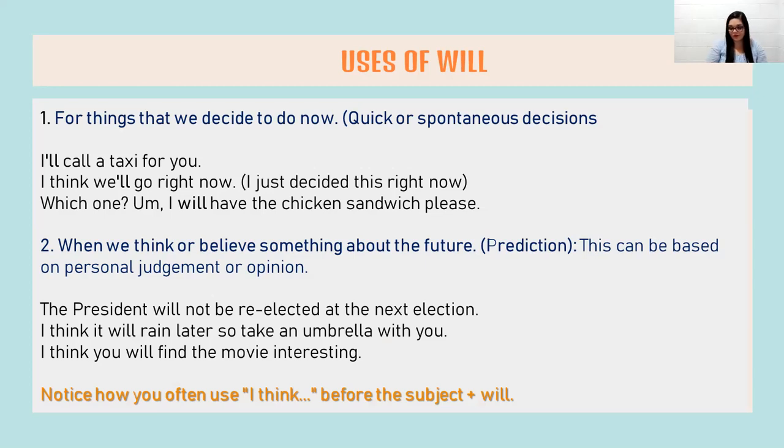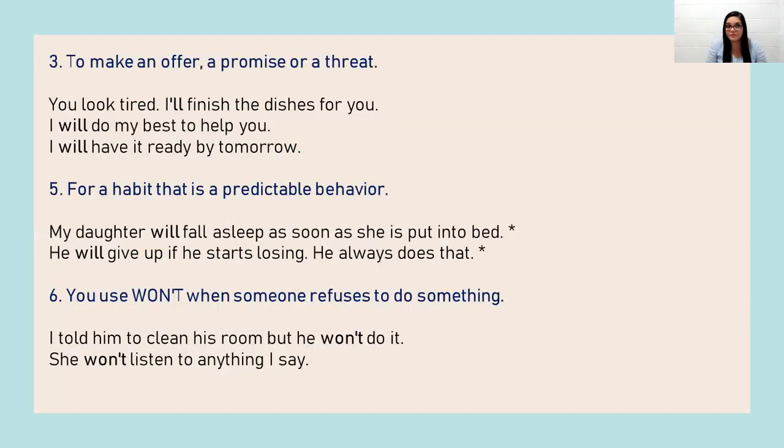So what you have here is the uses of will, the most common ones, spontaneous decisions and predictions. You use them to make predictions when you have probably no solid reason to believe that, but you're making a prediction based on personal judgment or just an opinion. You also use it to make an offer, a promise, or to make a threat. And you have some examples.